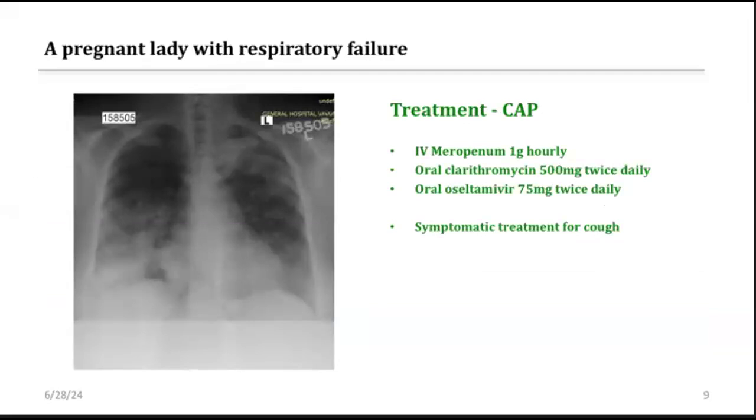So we thought this is pneumonia initially and started antibiotics because she is pregnant, now in respiratory failure and dependent on high flow oxygen. We don't want to take a second chance, therefore we hit with a high-end antibiotic, meropenem 1 gram 8 hourly, and because IV clarithromycin was not available, we started oral clarithromycin, and also after following the SOP, oseltamivir 75 milligram twice daily, and also symptomatic treatment for cough.